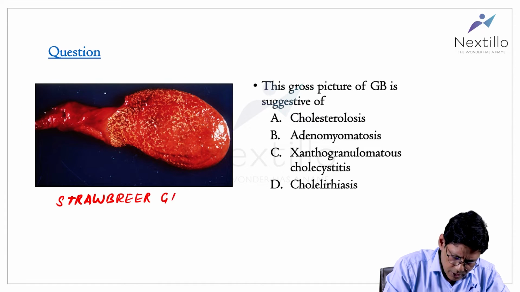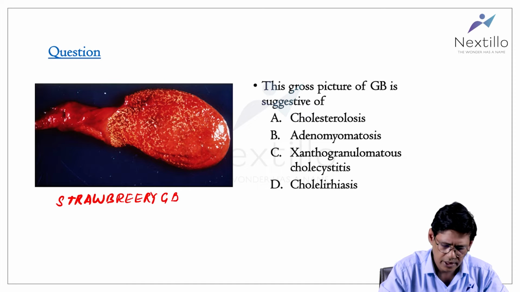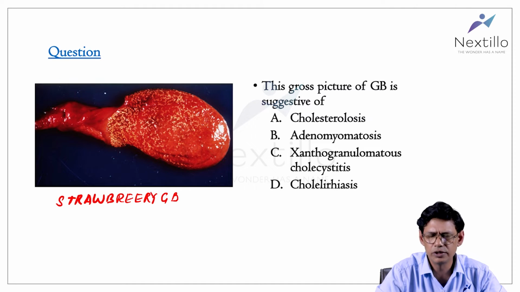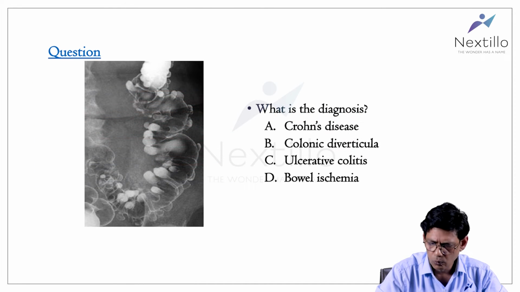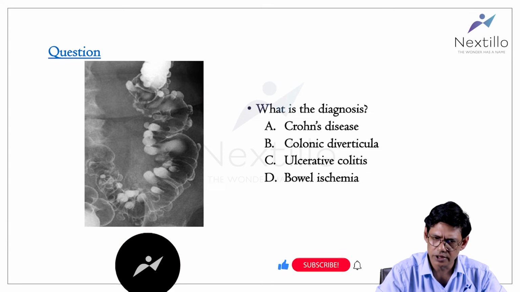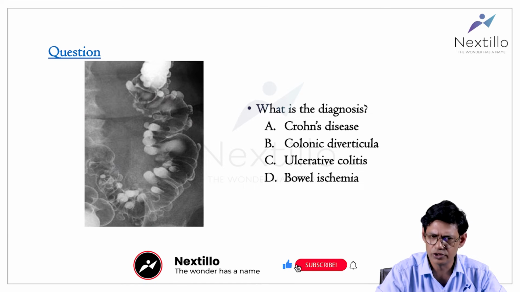And this is a typical finding that is associated with cholesterosis. So for this picture, we have cholesterosis as the answer. For the next picture, what do we see here? This picture, what is the diagnosis? Is it Crohn's disease or colonic diverticula or ulcerative colitis or the bowel ischemia?